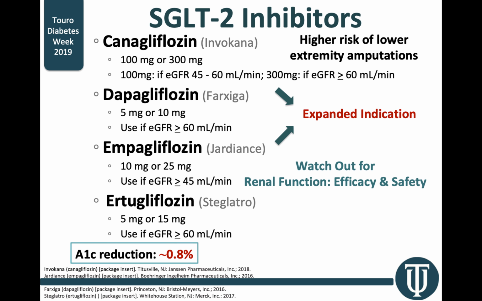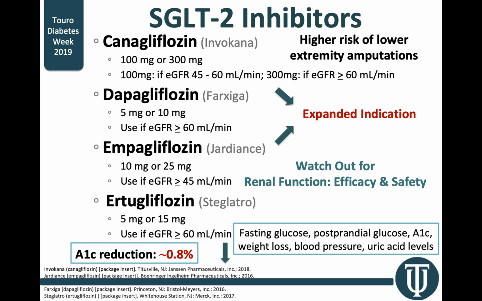So in terms of A1C reduction, this will give around 0.8%. And in terms of specific benefits, of course, we're looking at glucose reduction. So this class of agent can lower fasting glucose as well as postprandial glucose. Weight loss would be a benefit, as well as blood pressure control and uric acid level reduction.